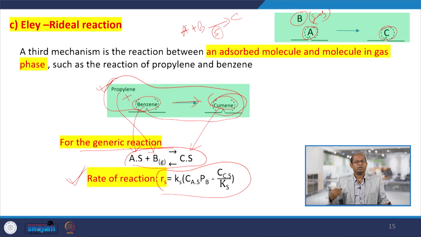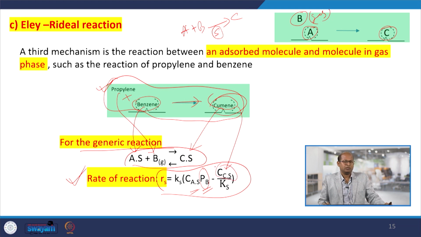So, considering the adsorption of A and B in the gas phase, therefore, the surface concentration of A we are expressing as CA, and B, since it is in the gas phase, therefore, we are expressing the concentration of B in terms of partial pressure of that component. And here cumene is the product that remains in the adsorbed phase, therefore, we are expressing it as CCS concentration.